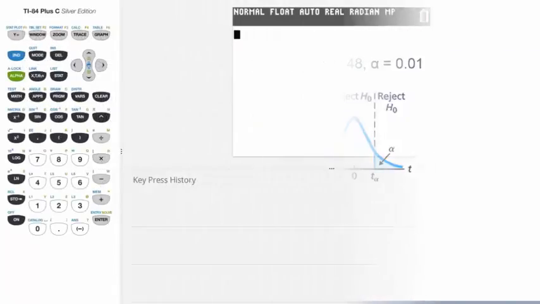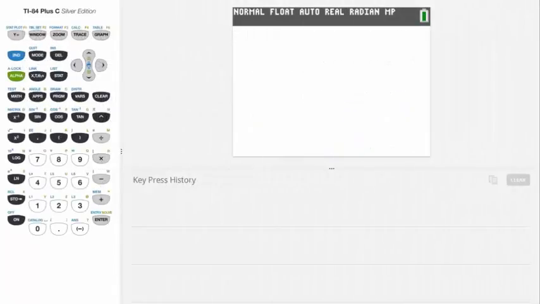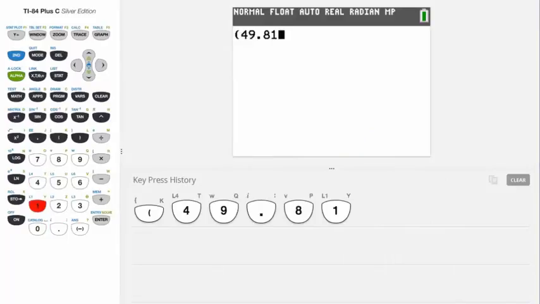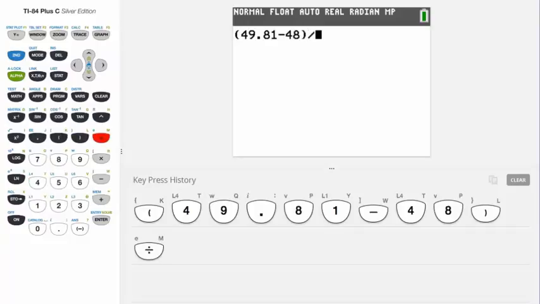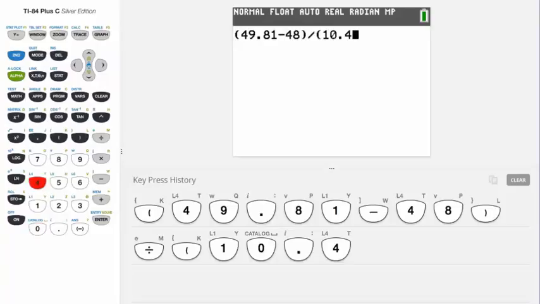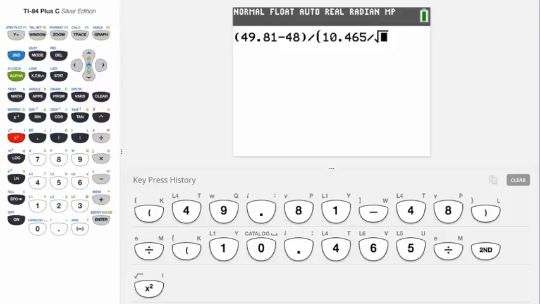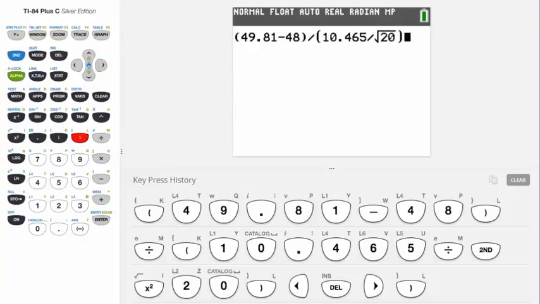We want to calculate, parenthesis, 49.81 minus 48, parenthesis, divided by, parenthesis, 10.465 divided by the square root of 20, parenthesis, enter, so it equals 0.77.